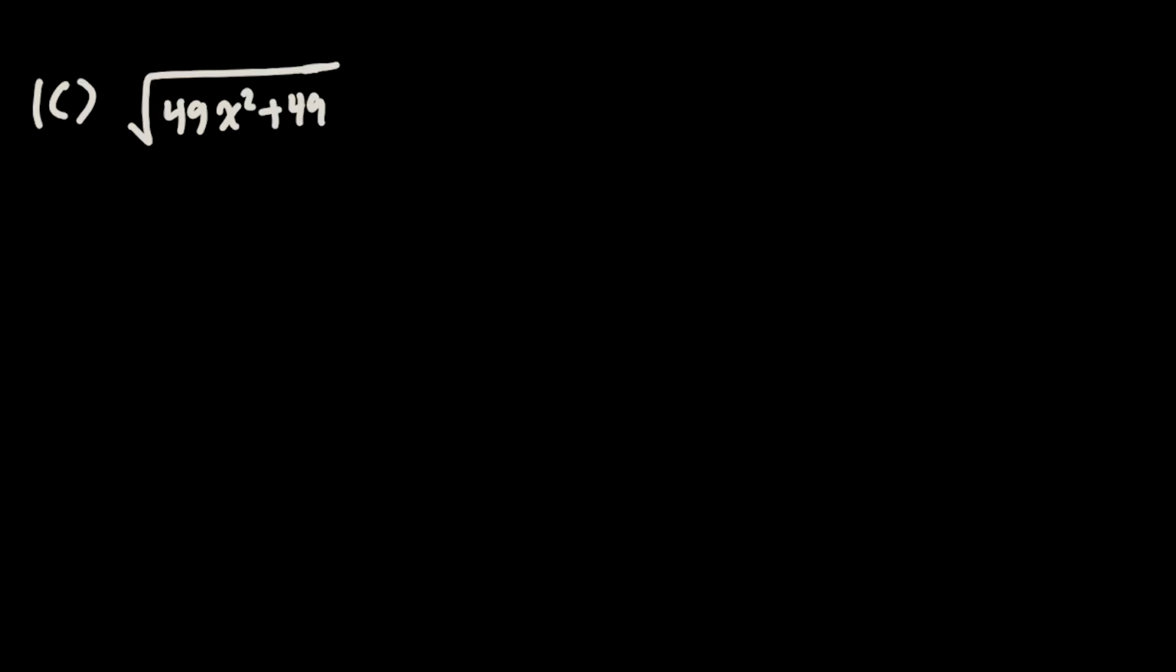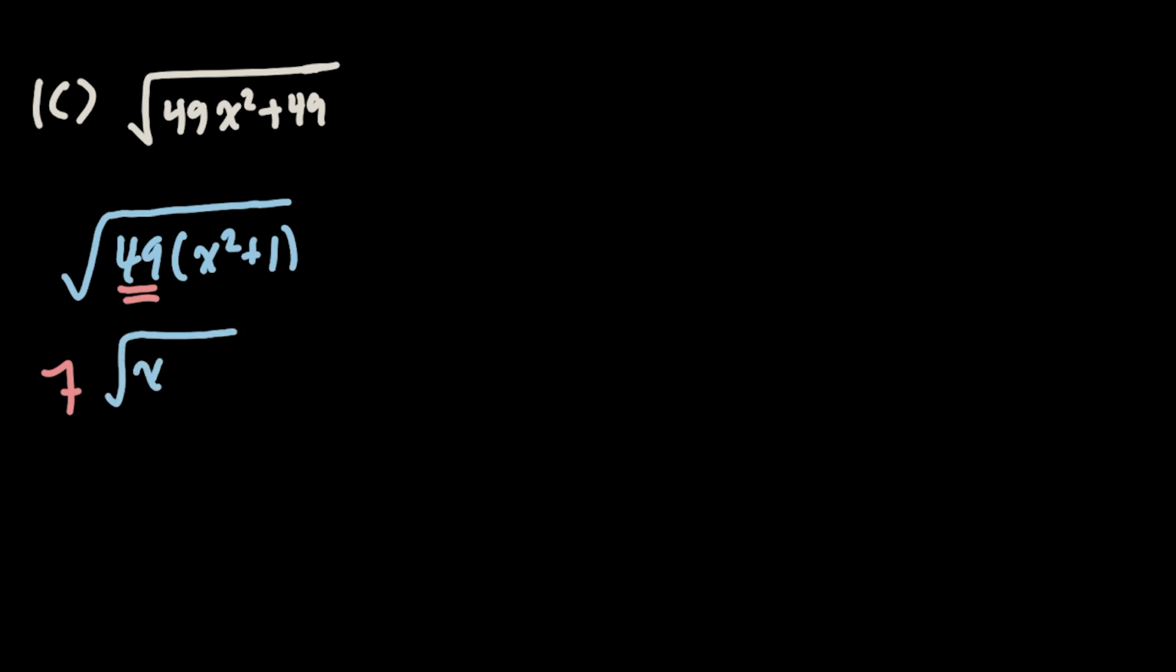Part C says the second root of 49x to the power 2 plus 49. Let's see. We can write the second root and take 49 as a common factor, so x squared plus 1. We can rewrite it as this. This 49, we can bring it out, so we'll have 7 and then we'll have x squared plus 1. Okay. So this is the final answer.